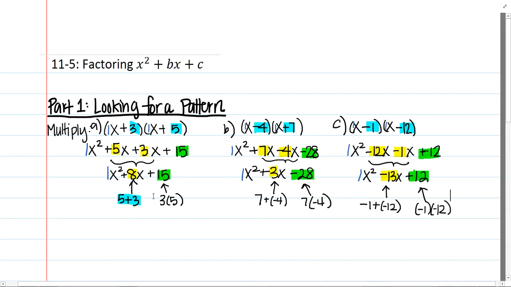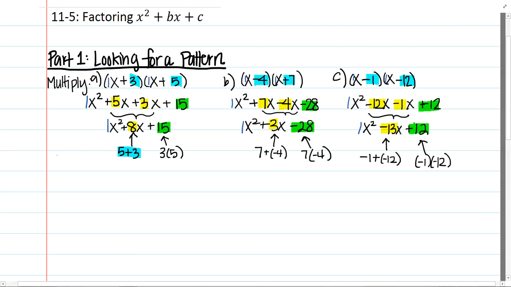Before we go on to the factoring part, I just want to show you what it would look like if it was not a 1x, but maybe a 2x. So let's say we had 2x plus 3 times x plus 9. This doesn't fit the pattern that we were looking at because we have a 2 right here. So if we were to FOIL that one, we would get 2x times x is 2x squared. 2x times 9 is 18x. Then we use the 3x plus 27.